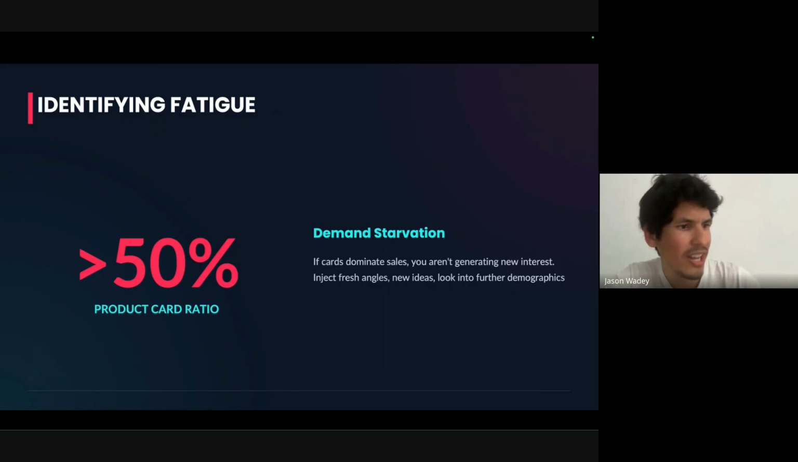Generally speaking, a good indicator to understand if you're falling into more of an ad fatigue category is if your sales are coming mainly from bottom of funnel, product card kind of content.